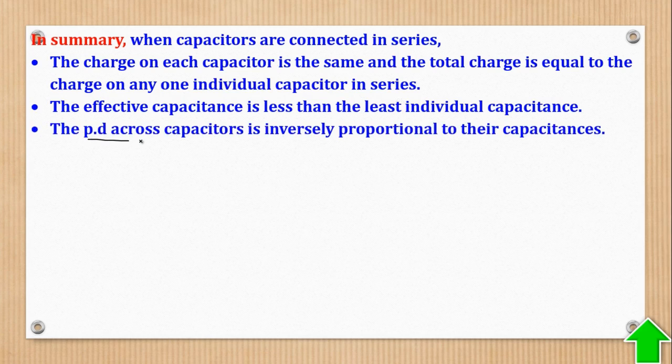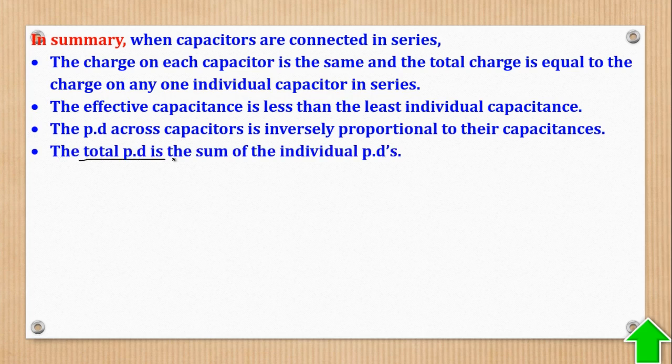Then 3 is that the PD across capacitors is inversely proportional to their capacitances. We have already seen that V is Q over C, meaning that they are inversely proportional. Then the total PD is the sum of the individual PDs. So that is the summary.